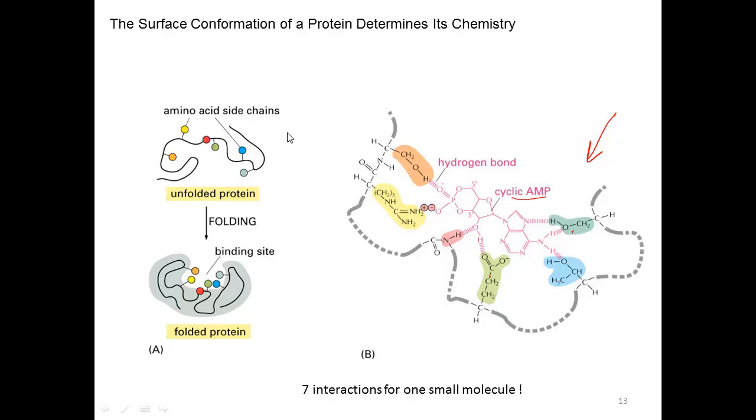And what's interesting is that the amino acids that contribute to this pocket come from many different places in the protein, and it's only by creating the folded protein with the proper shape that you bring these different amino acids into close proximity to create the binding site for cyclic AMP.